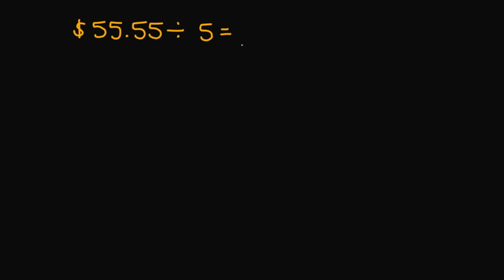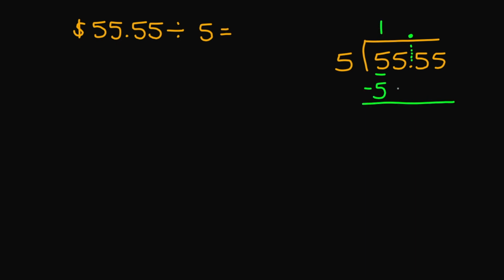Let's try this example here. So we have $55.55 divided by 5. So let's go ahead and set up our problem. We have 55.55 on the inside and your 5, your divisor, is on the outside. My decimal point in my answer is going to fall right here between the two 5s. So first, 5 goes into 5 how many times? It goes in 1 time. 5 times 1 is 5.